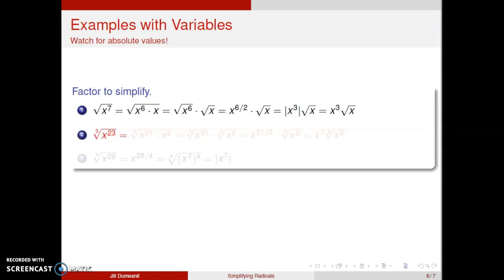To simplify the cube root, we want to factor out perfect cubes. Also note that we won't have to worry about absolute value with odd indexed radicals. We write x to the 23rd as x to the 21st times x squared. Use the product rule. We can use the definition of rational exponents to write the cube root of x to the 21st as x to the 21 over 3 power. Thus we get x to the 7th times the cube root of x squared.